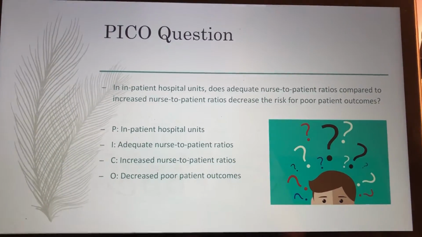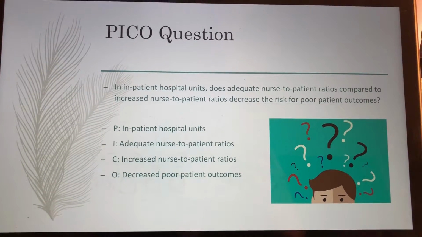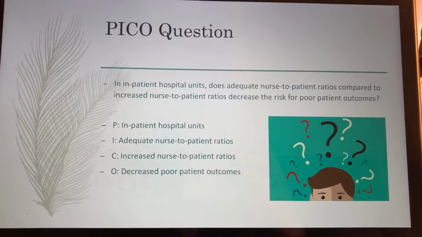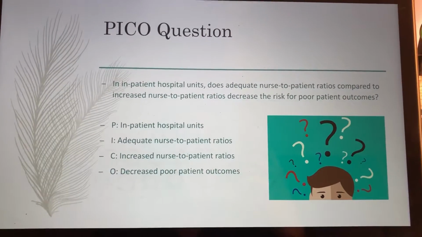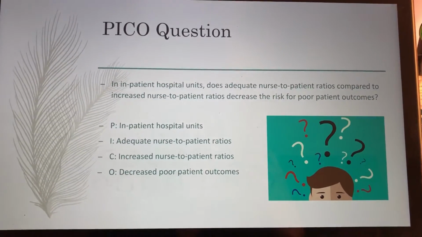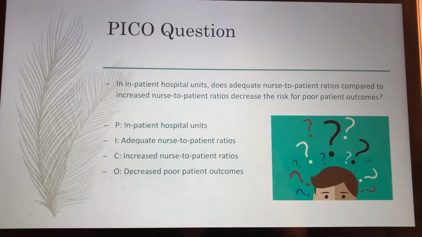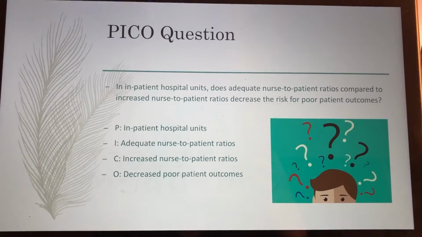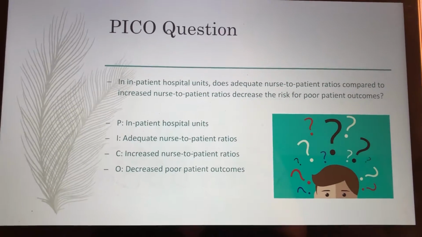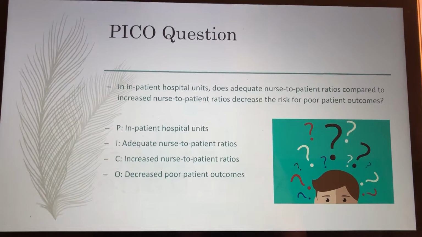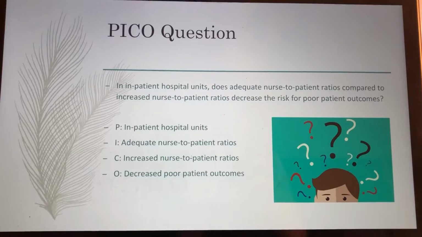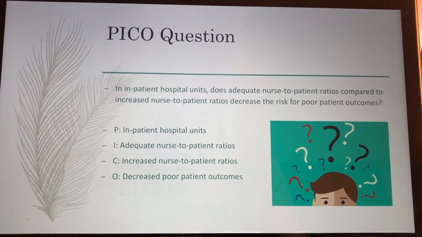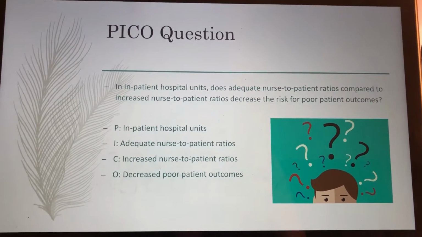So that brings me to my PICO question. In inpatient hospital units, does adequate nurse-to-patient ratios compared to increased nurse-to-patient ratios decrease the risk for poor patient outcomes? So my P is inpatient hospital units. The I would be adequate nurse-to-patient ratios. The C is increased nurse-to-patient ratios, and O is decreased poor patient outcomes.